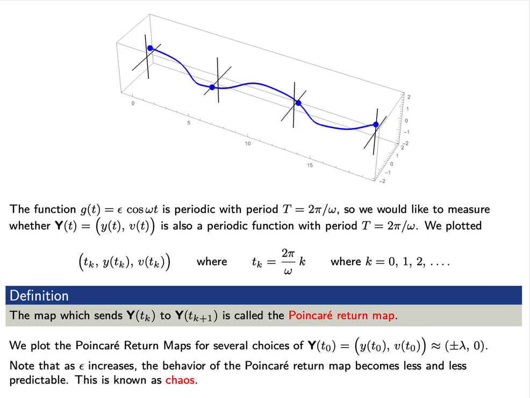On the next few screens, we'll plot out the Poincaré return maps for several choices of the initial point, capital Y of t0, that is very close to one of our two saddle points, namely (-lambda, 0) or (+lambda, 0). Notice that in the following few screens, as the forcing amplitude epsilon increases, the behavior of the Poincaré return map becomes less and less predictable. This is known as chaos.